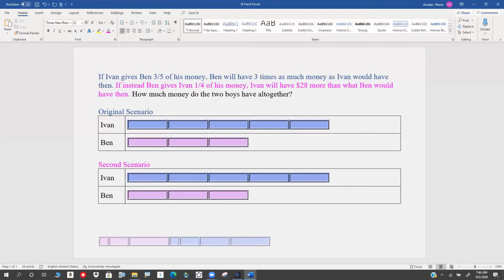Now, in order to work with the second scenario, I will start with the original scenario. That means Ivan has 5 units of money and Ben has 3 units of money. Now, the pink statement reads, if instead Ben gives Ivan 1/4 of his money, Ivan will have $28 more than what Ben would have then. It's not easy to cut 3 units of money into 4 equal parts. So in order to do that, I'm going to cut each unit of Ben's money further into 4 parts.